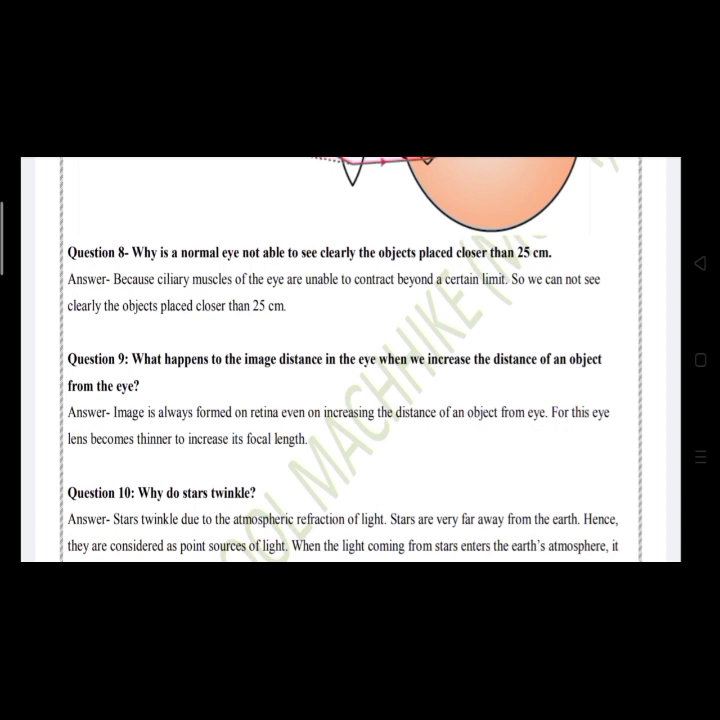Dear student, our ninth question is what will happen to the image distance in the eye when we increase the distance of an object from the eye? The answer is image is always formed on retina, even on increasing the distance of an object from eye. For this, eye lens becomes thinner to increase its focal length.